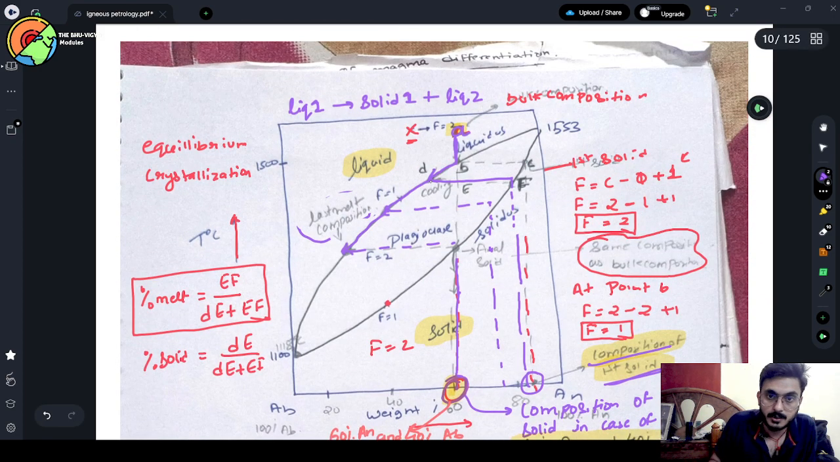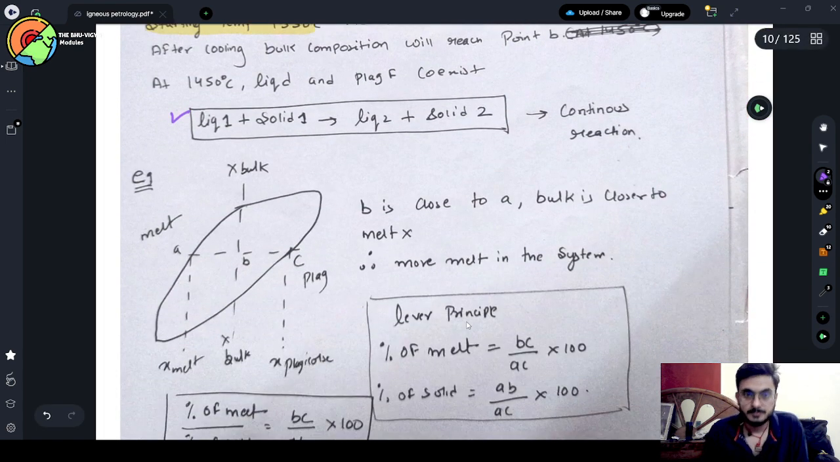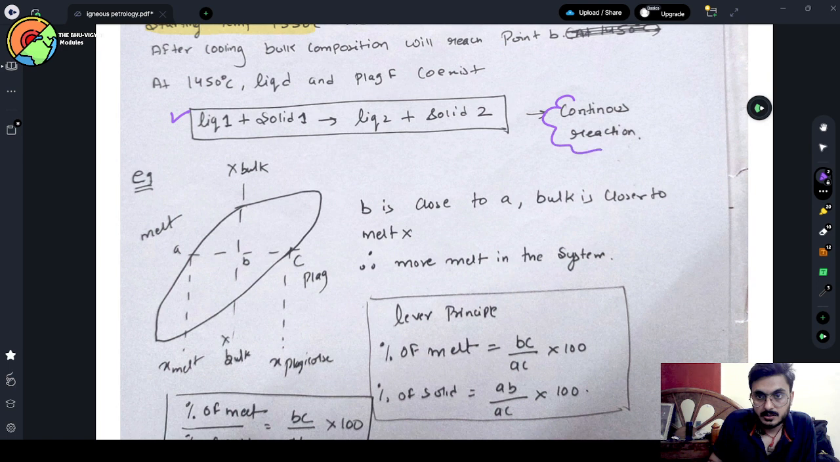It means from here to here it is telling that our liquid 1 here plus solid 1 which formed earlier will give liquid 2 plus solid 2. So this is a continuous reaction.